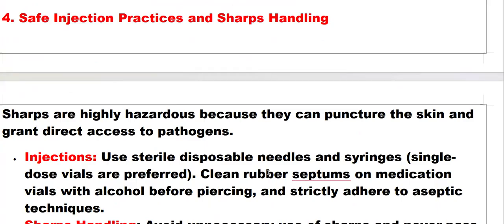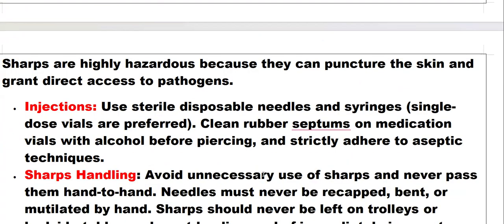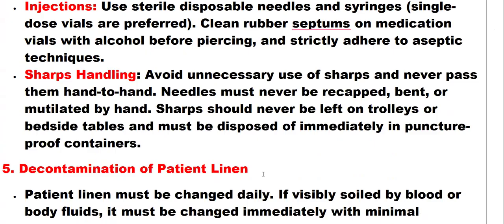Safe injection practices and sharps handling. Sharps are highly hazardous because they can puncture the skin and grant direct access to pathogens. Injections: use sterilized disposable needles and syringes. Single-dose vials are preferred. Clean rubber septums on medication vials with alcohol before piercing and strictly adhere to aseptic techniques.